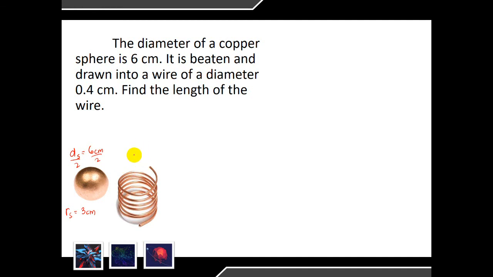At ang cylinder natin, yung wire natin, ay merong diameter na 0.4 centimeters. So, the diameter of the cylinder or the wire is equal to 0.4 centimeters. And dividing this by 2, the radius of the cylinder will be equal to 0.2 centimeters. Pero ano naman ang paraan na pwede natin gawin para ma-solve natin yung length nitong cylinder na to? Or in this case, yung height nitong cylinder na to.